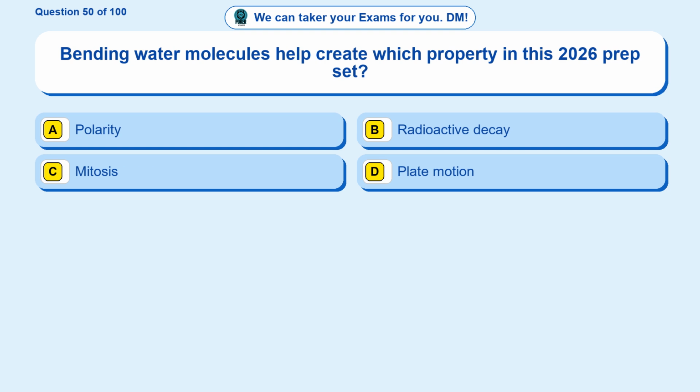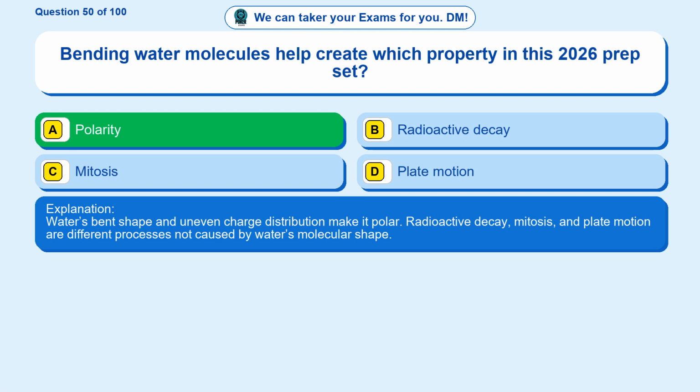Question 50. Bending water molecules help create which property in this 2026 prep set? Option A, polarity. Option B, radioactive decay. Option C, mitosis. Option D, plate motion. The correct answer is option A. Polarity. Water's bent shape and uneven charge distribution make it polar. Radioactive decay, mitosis, and plate motion are different processes not caused by water's molecular shape.